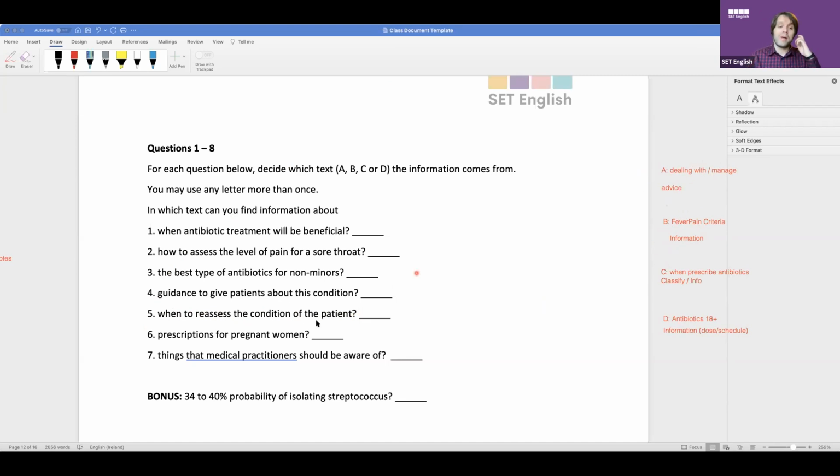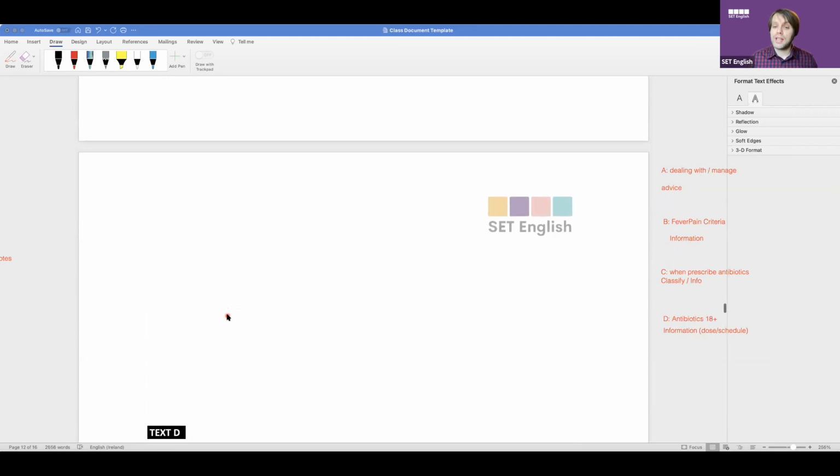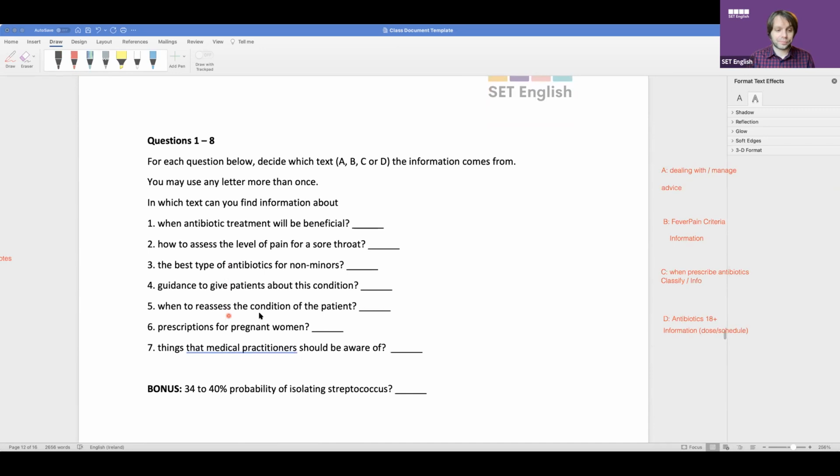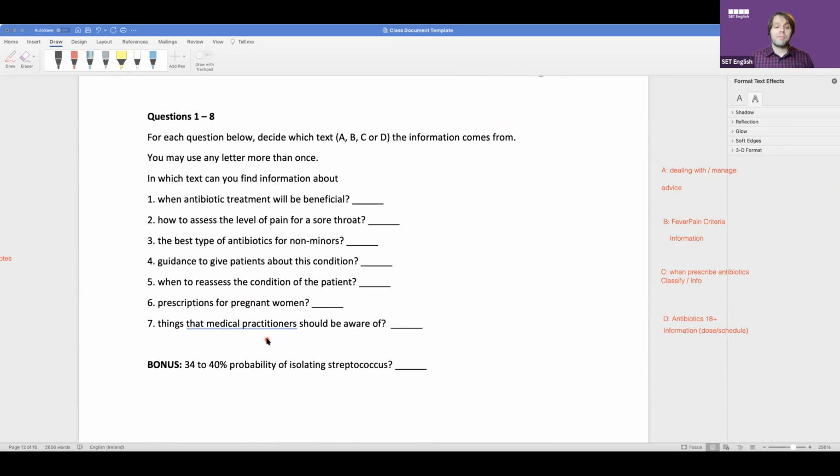Maybe A or B. Okay, what are my keywords? Condition. Reassess condition, right? And you would go and you would scan and you would find the answer. Okay, I'm not going to do it now because I want to move on. Okay. 6, prescriptions for pregnant women. D. Easy, right? And we got that from keywords, woman, in the footnotes. 7, the things that medical practitioners should be aware of. Now, could be in more than one. A. Maybe A. Yes.